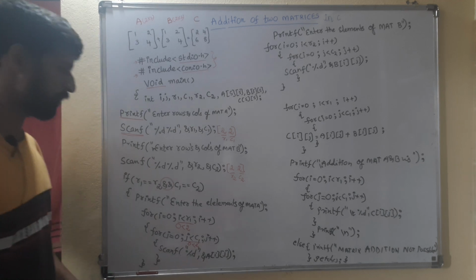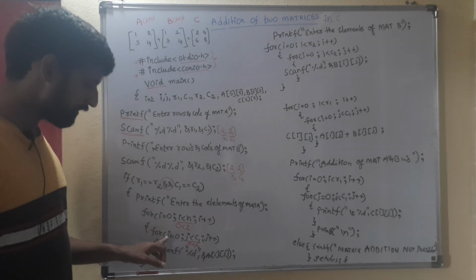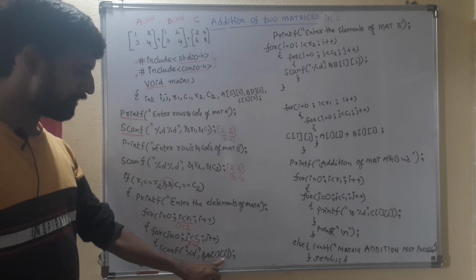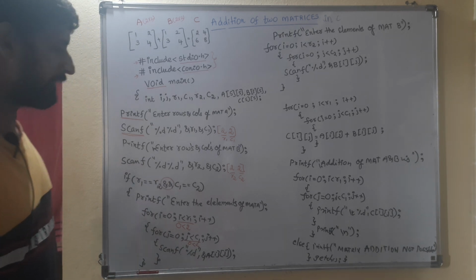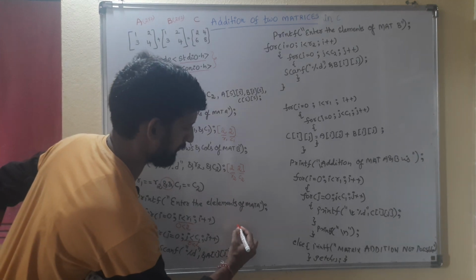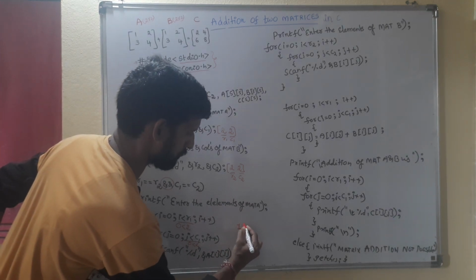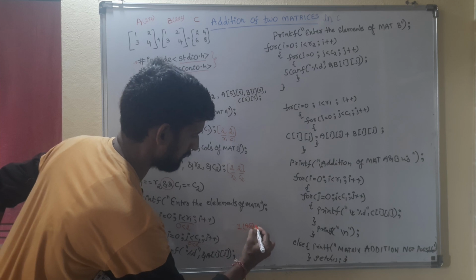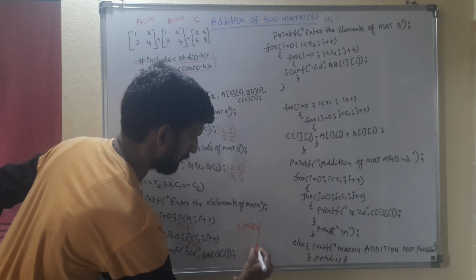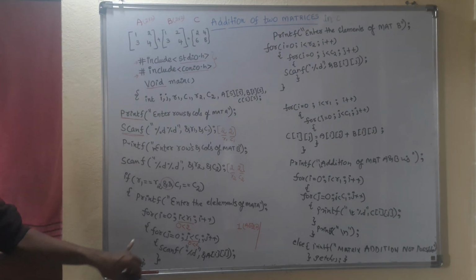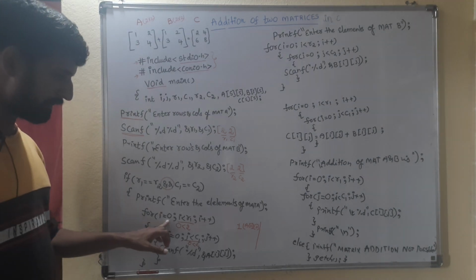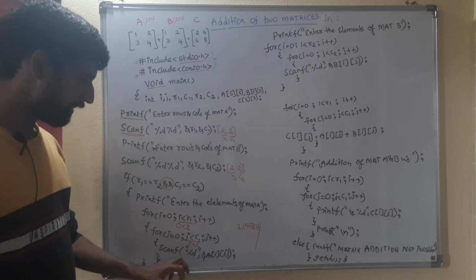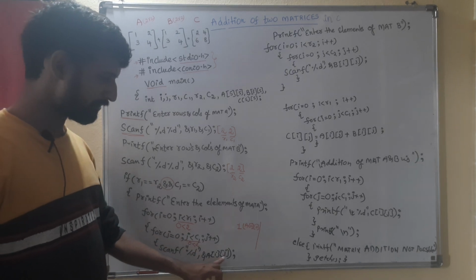Okay. So now what is going to happen? The i value is 0, the j value is 0. So scanf percentage d, address of a of 0 0. Suppose we entered, let us say, the element 1. So this address could be a of 0 as well as 0. So because of this code, i is equal to 0, 0 less than 2, condition true, the compiler comes here, 0 less than 2, then address of a of 0 0.